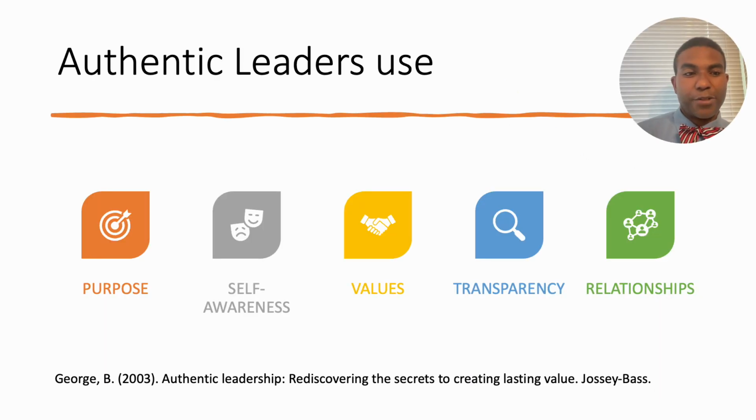All right, authentic leadership. This comes from George, and essentially George says that authentic leaders use these different types of skills. So they're able to have purpose, act with purpose, and help others understand the purpose. They're also self-aware. They know what's going on, how they're being perceived by others. They know if they're communicating appropriately or not.